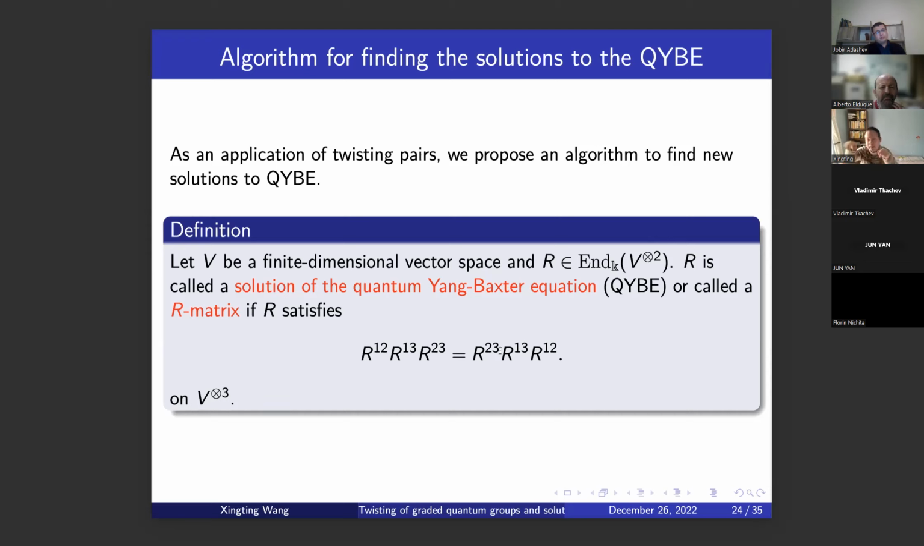And that is the same as if you write it diagrammatically. Maybe I should write the equation in a diagrammatic manner, which may be easier to understand. Whenever you have such an R satisfying the equations, it is called a solution of the quantum Yang-Baxter equation.